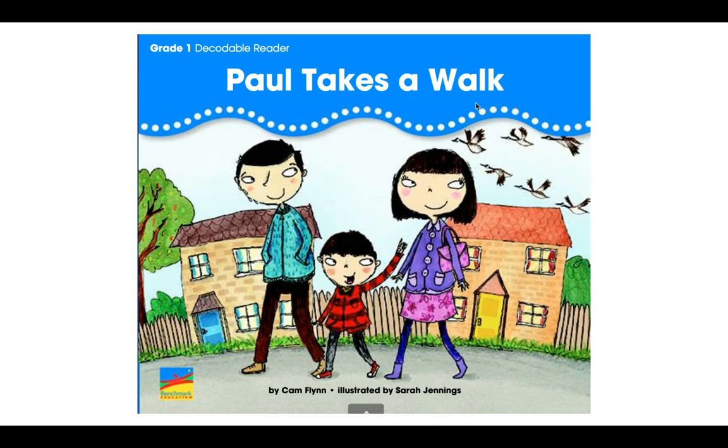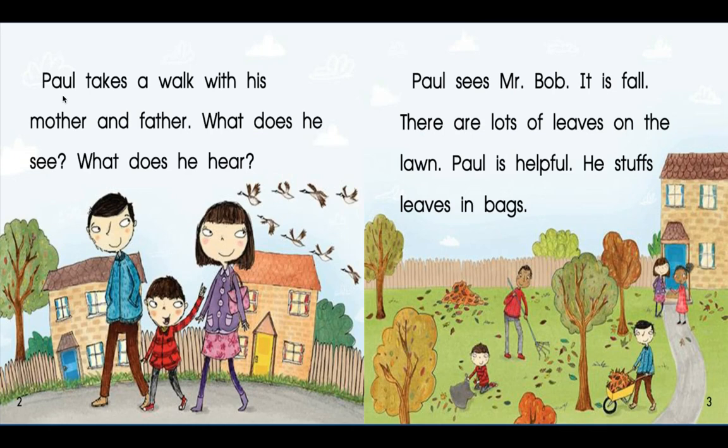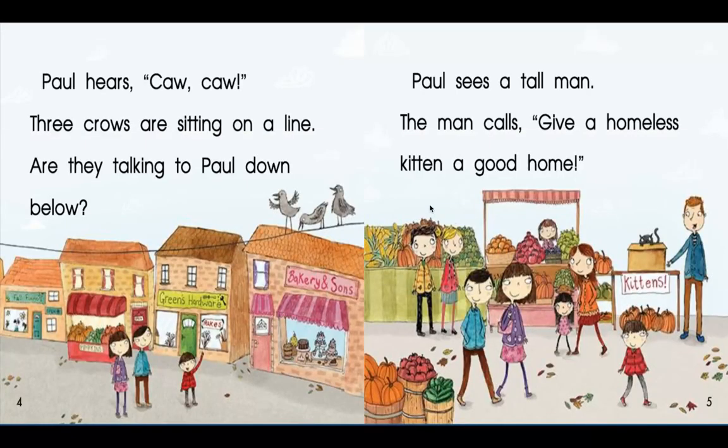Paul takes a walk. Paul takes a walk with his mother and father. What does he see? What does he hear? Paul sees Mr. Bob. It is fall. There are lots of leaves on the lawn. Paul is helpful. He stuffs leaves in bags. Paul hears caw, caw. 3 crows are sitting on a line. Are they talking to Paul down below?